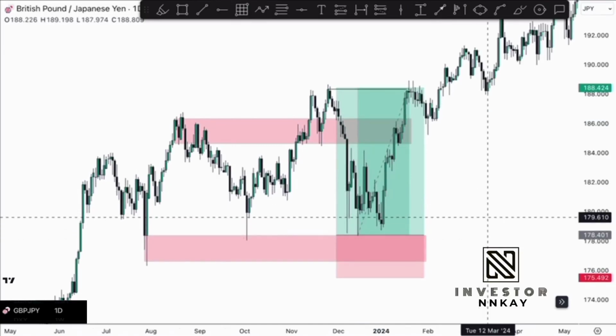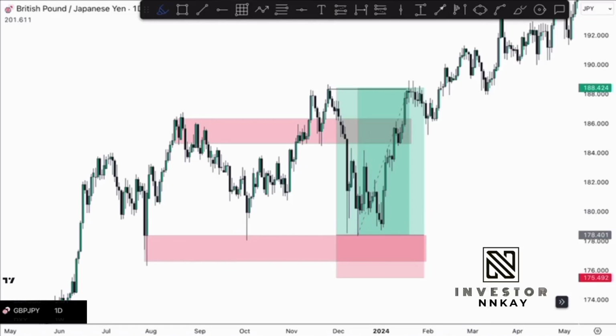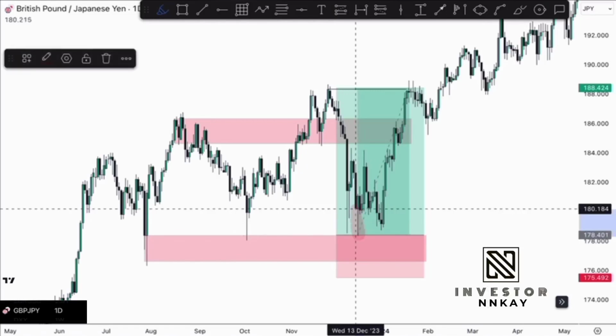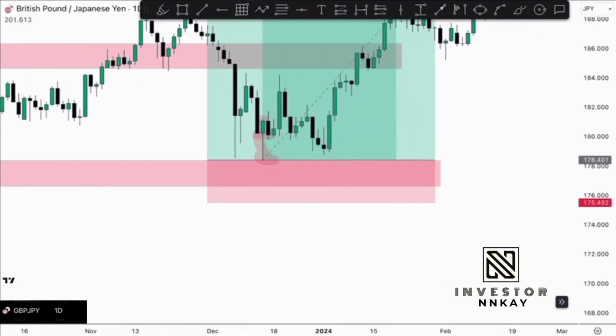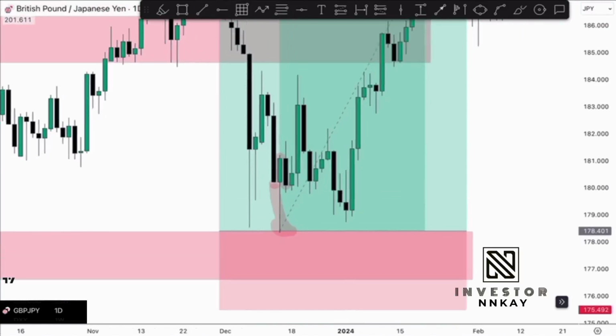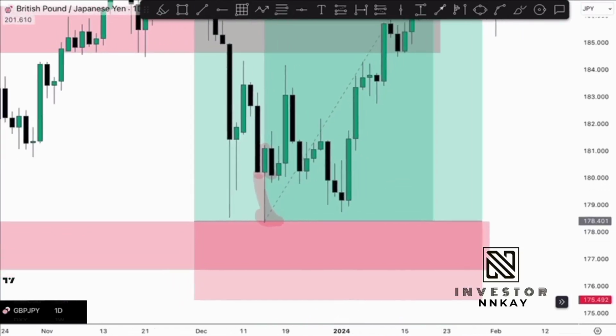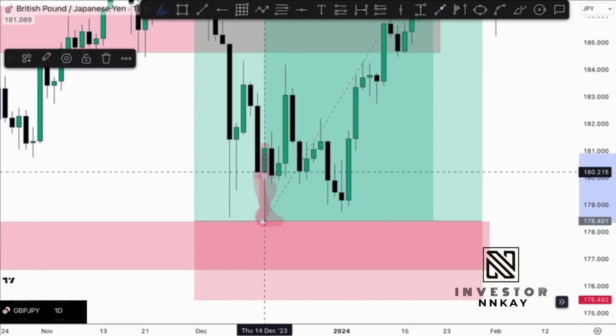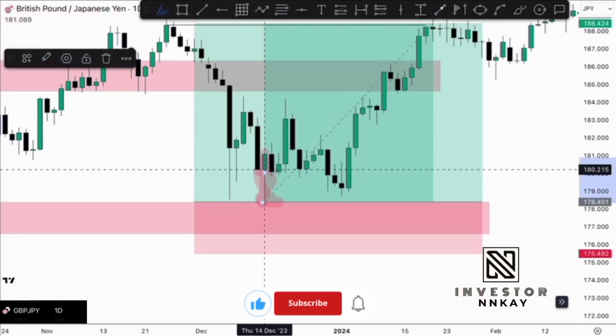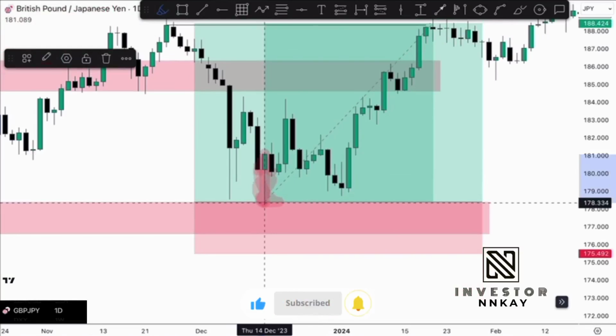Now another reason why this zone is valid for you to buy from is, can you see this pin bar that formed? Yes, that pin bar right there is your cue. Remember, I told you that pin bars show rejection. If you've watched the candlestick video, you would know that pin bars show rejection. So once price rejected at this point, you just knew that okay, we are looking to take our buys.